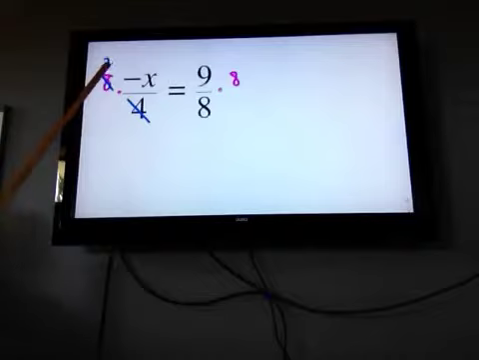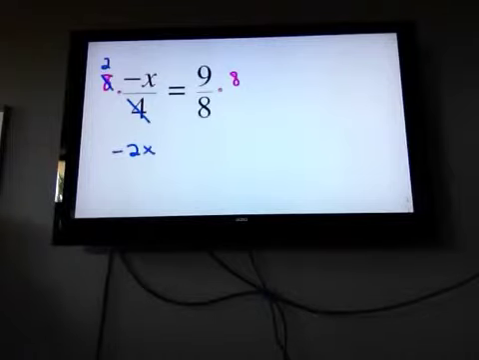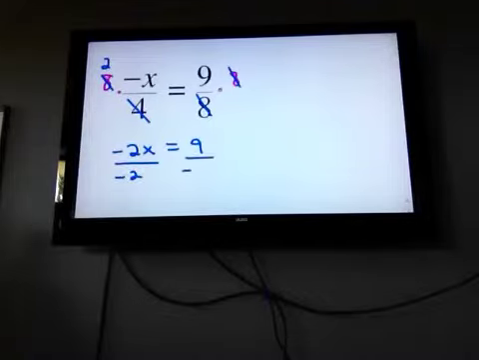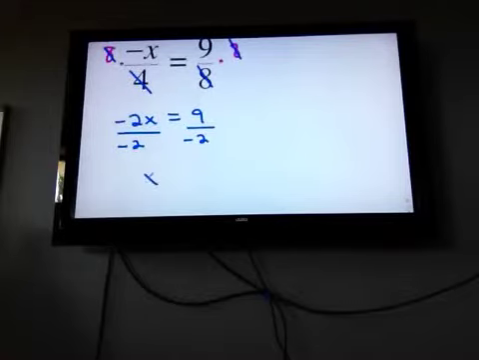So on the left here, I'm left with 2 times a negative x, which is negative 2x. On the right side, 8 cancels completely with 8, because that's just 1. And I'm left with just that 9 that was there. And then we solve as usual. So divide by negative 2. And that comes out a nice decimal on your calculator, negative 4.5.